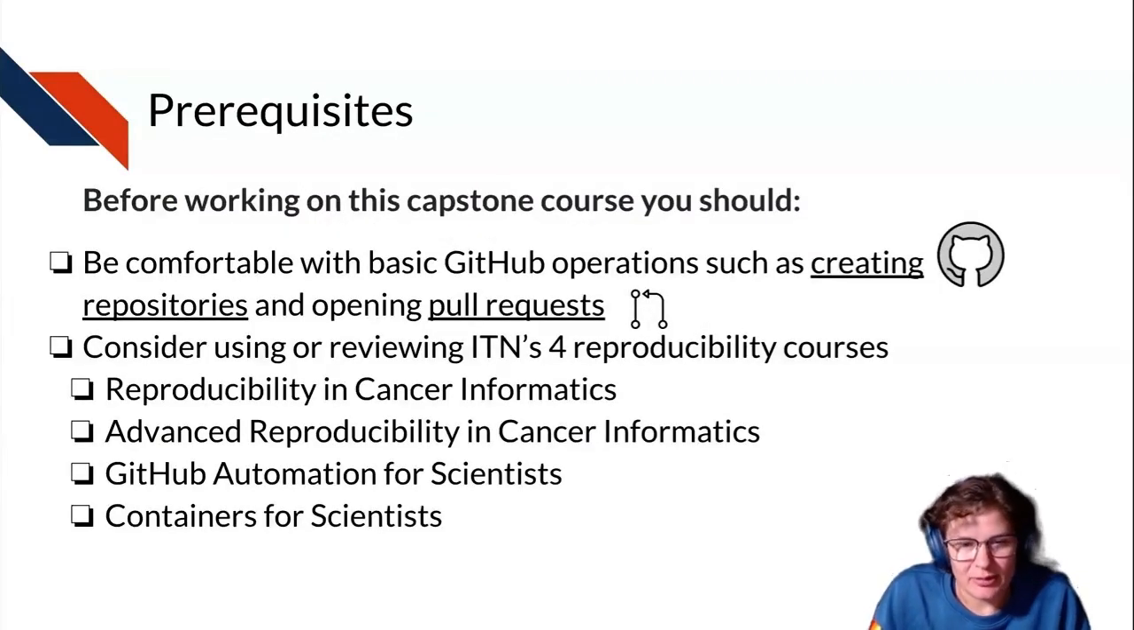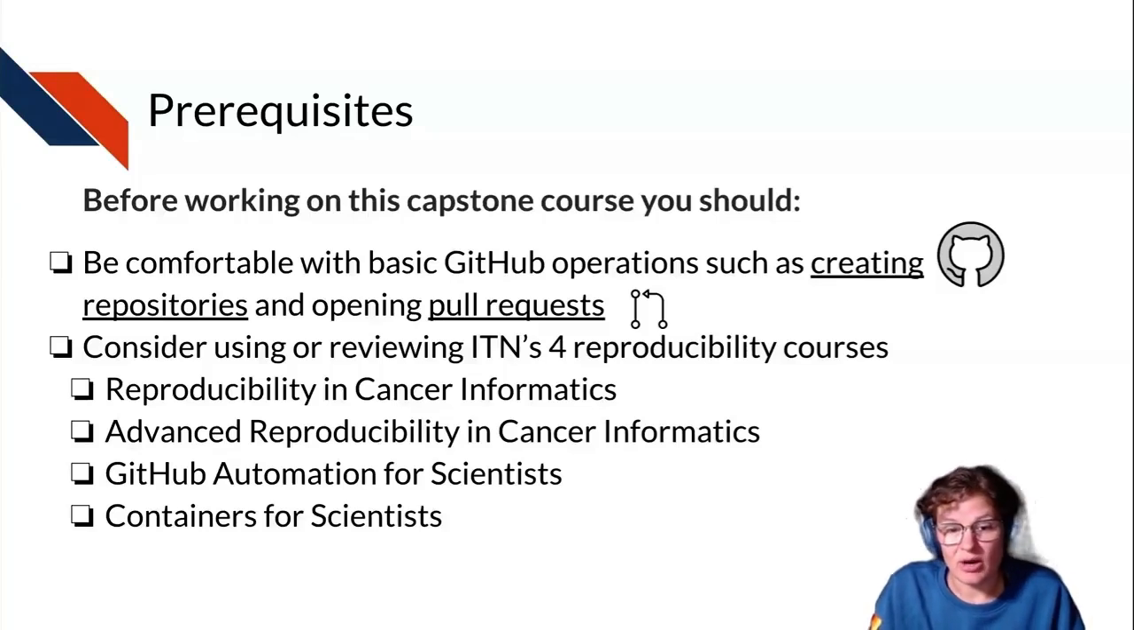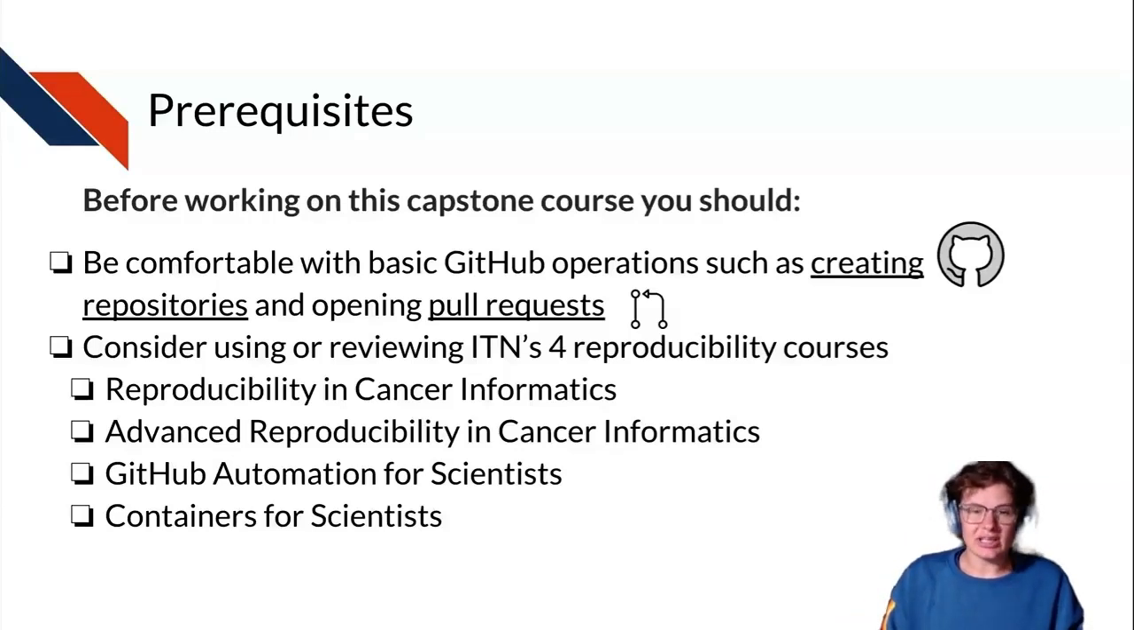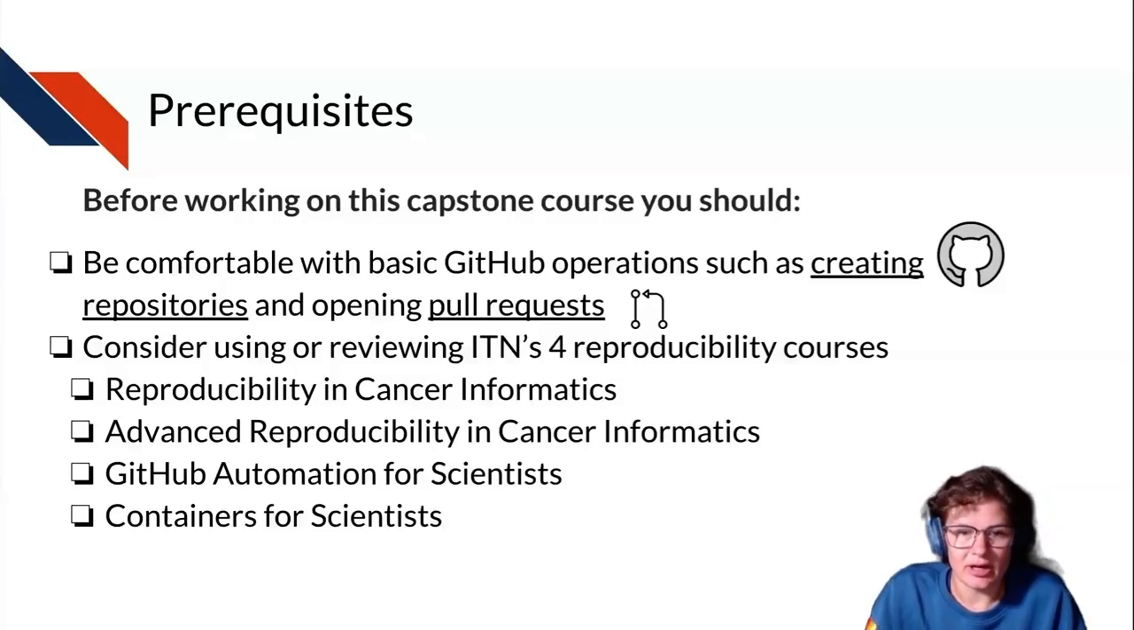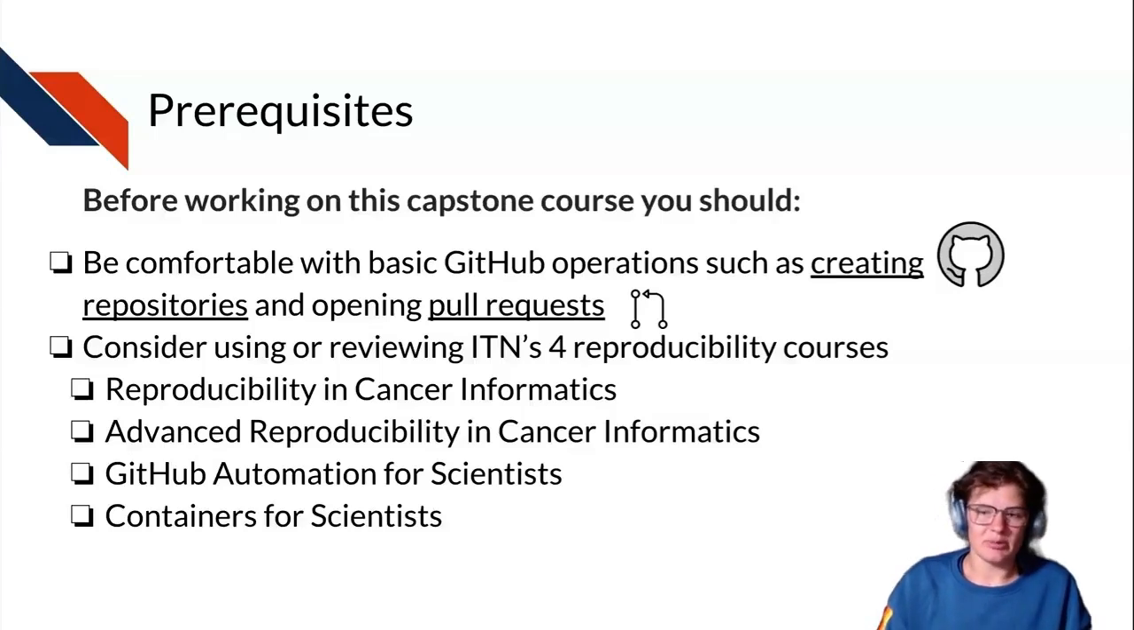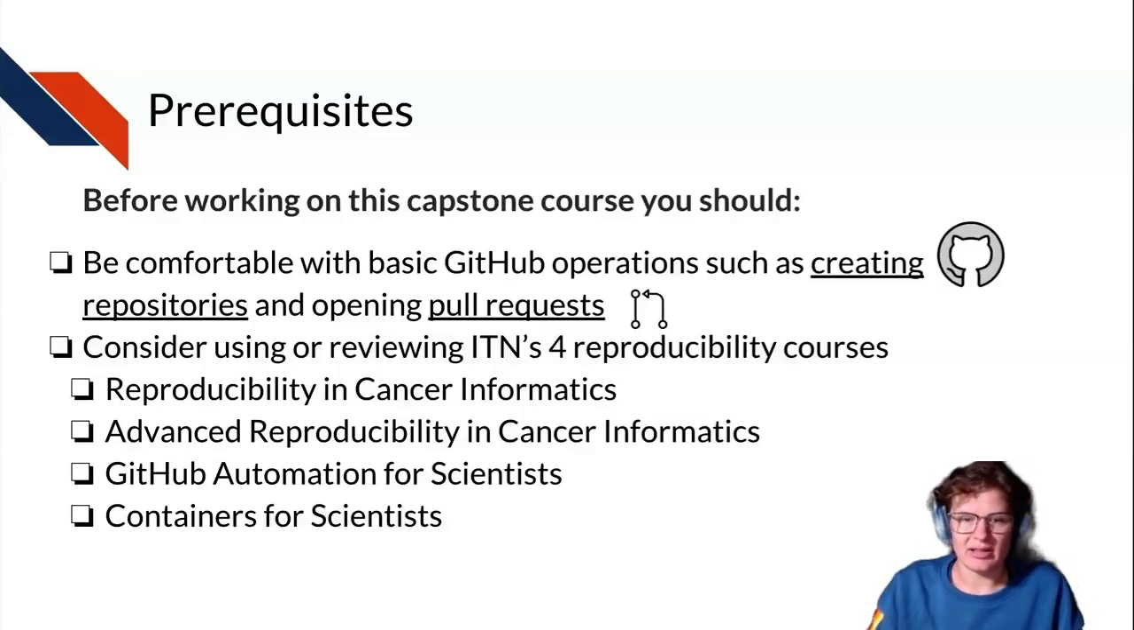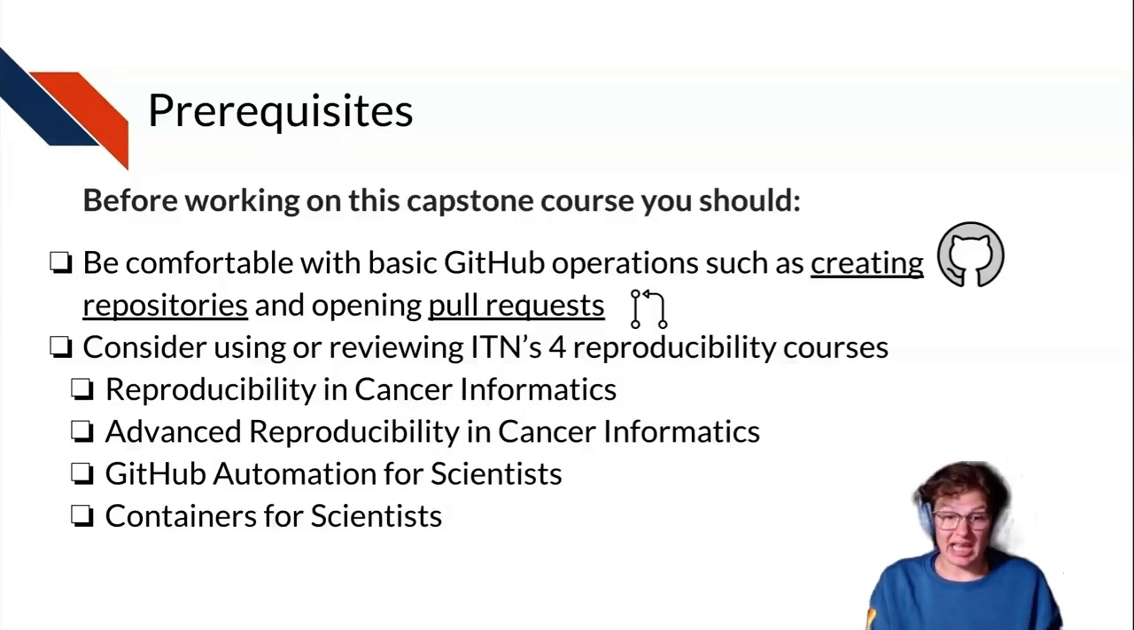So, prerequisites. Before you start working on this capstone course, you should be comfortable with basic GitHub operations, such as creating repositories and opening pull requests. We will recap some of this for you, but if you feel like you don't remember any of this, do consider using or reviewing the ITN reproducibility courses that we just mentioned that are prerequisites for this course. There they are listed again. You can always go back to those at any time to reference them. You don't have to go through Coursera or LeanPub. You can always just reference them in your web browser, and you can find those on itcrtraining.org. So those are always there for you to refresh.